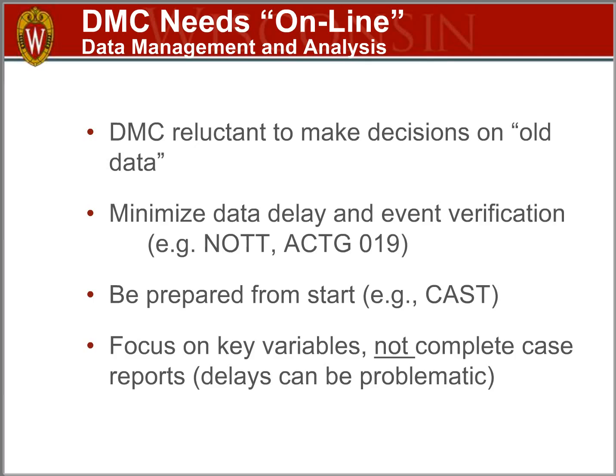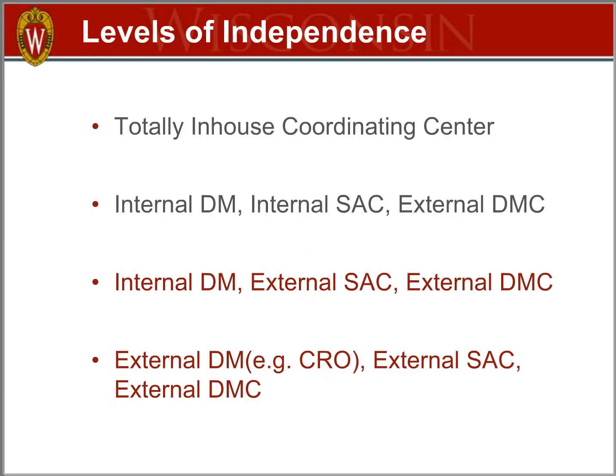You can't have everything coming in at once, and so you need to focus your energy on key variables: primary, secondary, and perhaps serious adverse events. We talk about levels of independence, especially these days with all the sensitivity by journals, political, and public authorities. Here I've listed one concept of levels of independence, from being totally in-house within the sponsor operation to one where there's internal data management, but external statistical analysis and an external data monitoring committee.